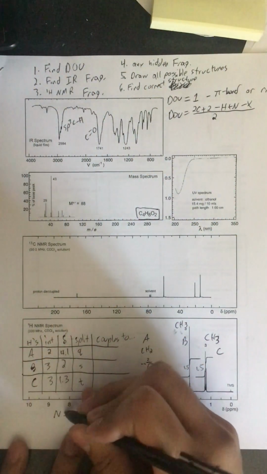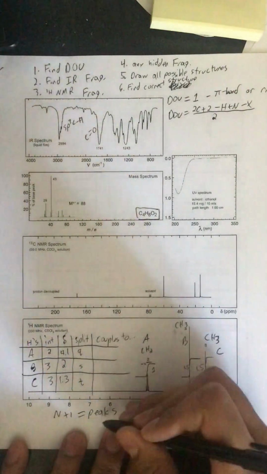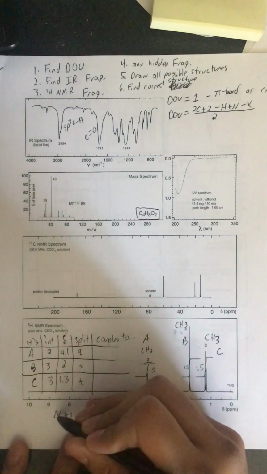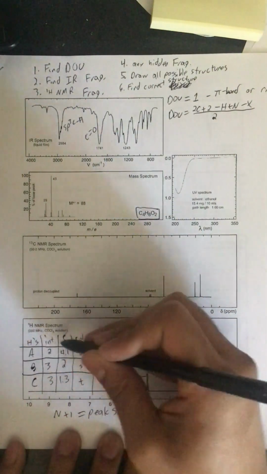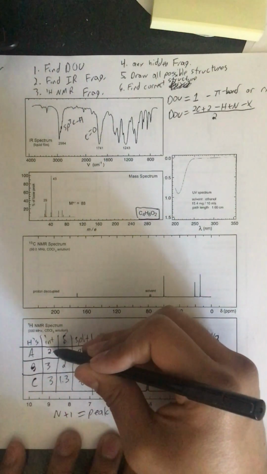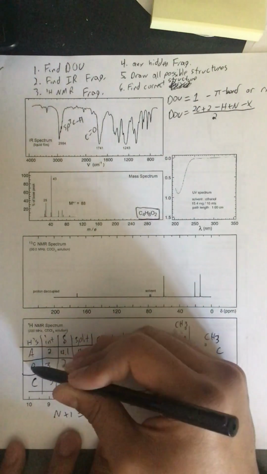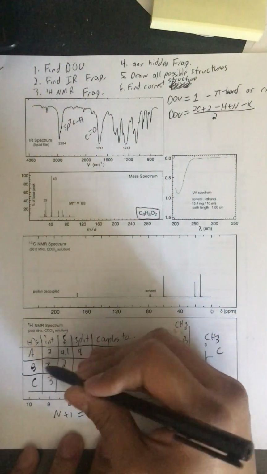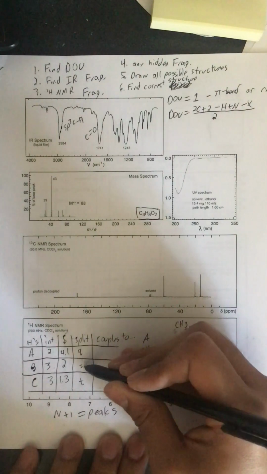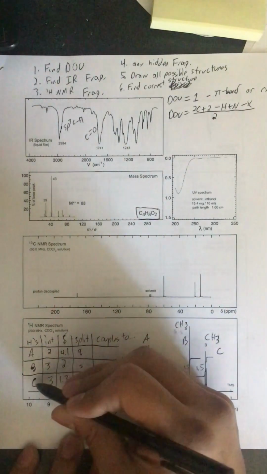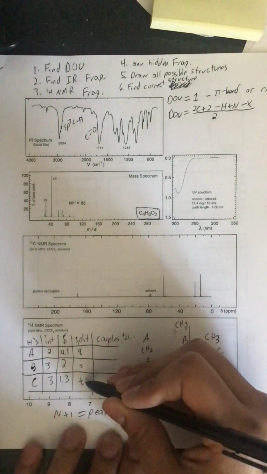Remember, you have the n+1 rule, which is equal to the number of peaks. So this quartet is going to be 4 peaks, which means that it has 3 neighboring protons. So this signal A is 2 protons on the same carbon. They're split by 3 protons on neighboring carbons. Signal B is 3 protons on the same carbon being split by 0 protons on the neighboring carbon because it's a singlet. Signal C is 3 protons on the same carbon split by 2 protons on neighboring carbons.